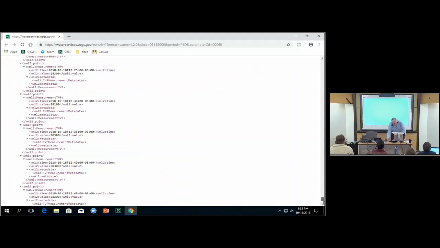If we say, gosh, I want to know the current flow of the Colorado River at Austin, 28,300, 28,200. This is what's coming out of Mansfield Dam, actually. And so this is the current value, 2018, 10, 18, 1245. Where are we now? We're at about 125 here.